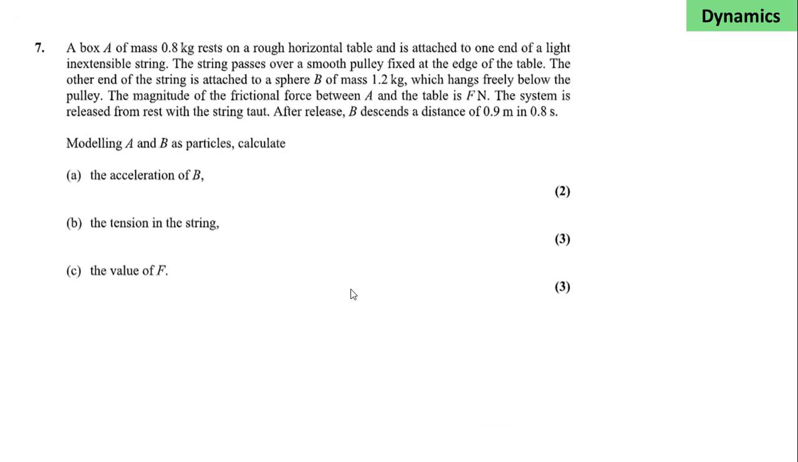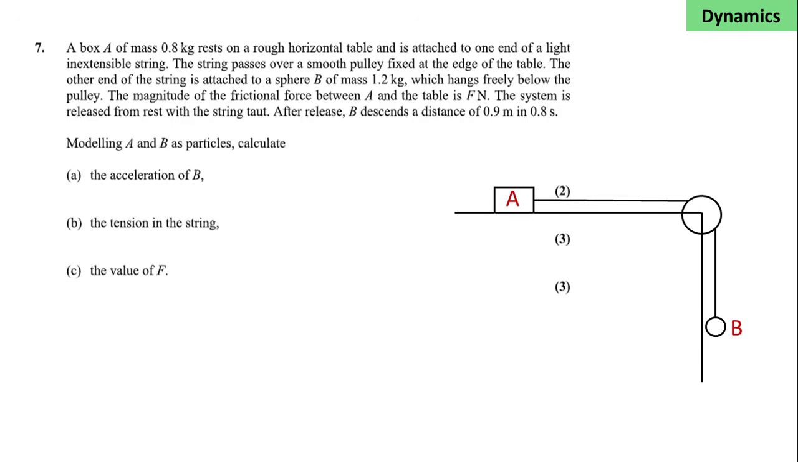Let's look at another connected particle problem. A box of mass 0.8 kilograms rests on a rough horizontal surface and is attached to one end of a light inextensible string. The string passes over a smooth pulley at the edge of the table. The other end of the string is attached to a sphere B of mass 1.2 kilograms. We have our two masses, we add the weights to the diagram, we add the tensions to the string, we add the reaction from the table, and we add the friction F.